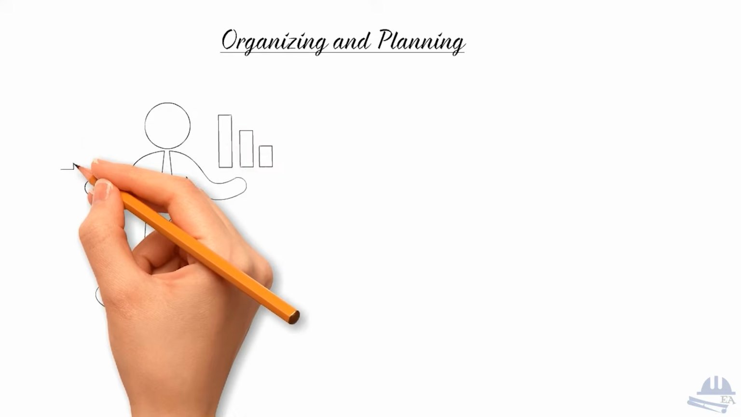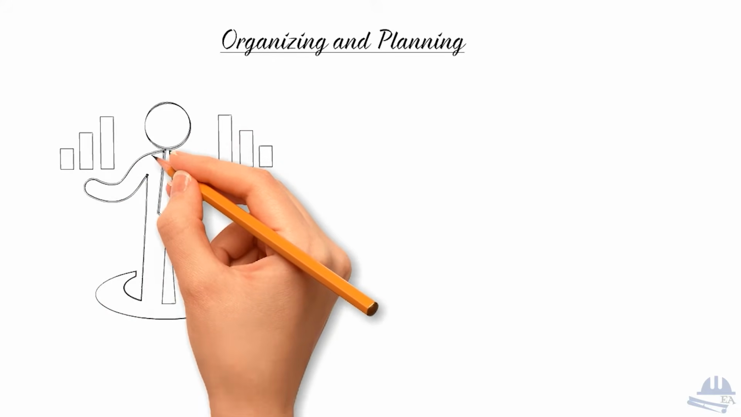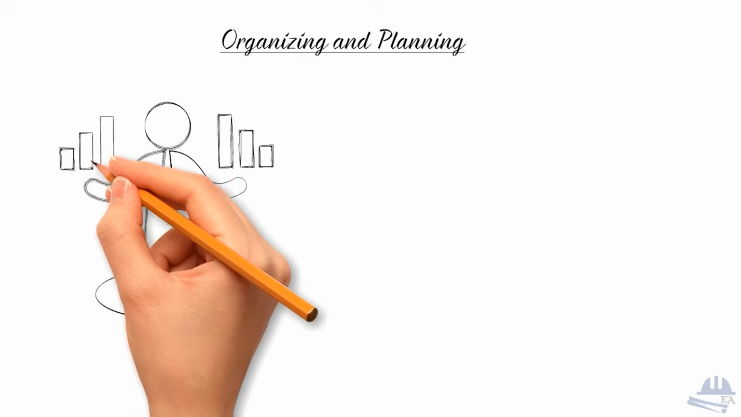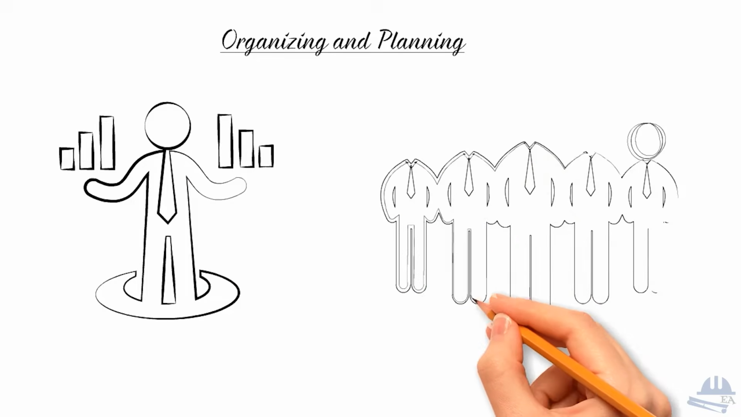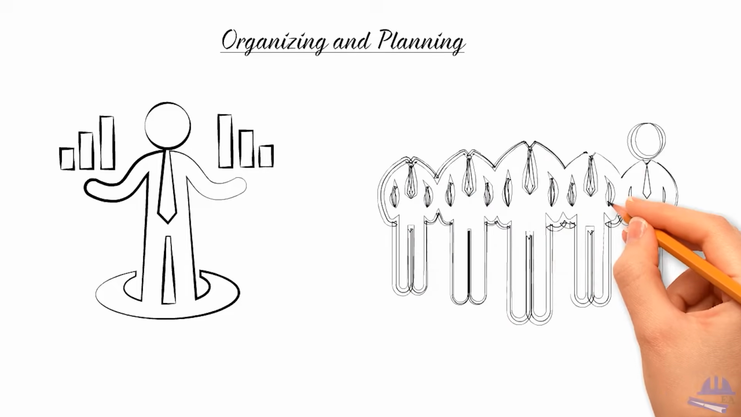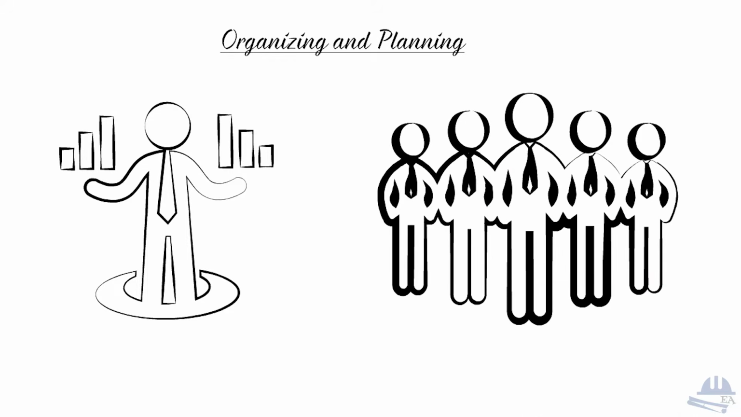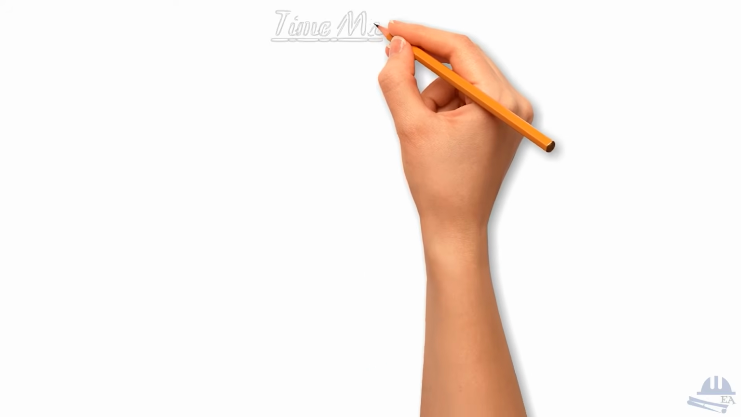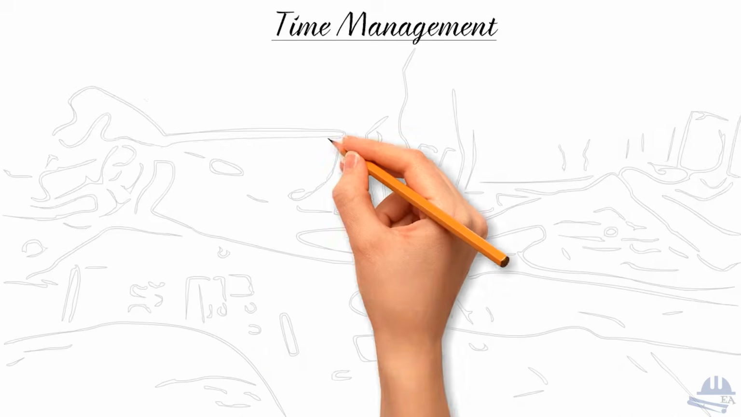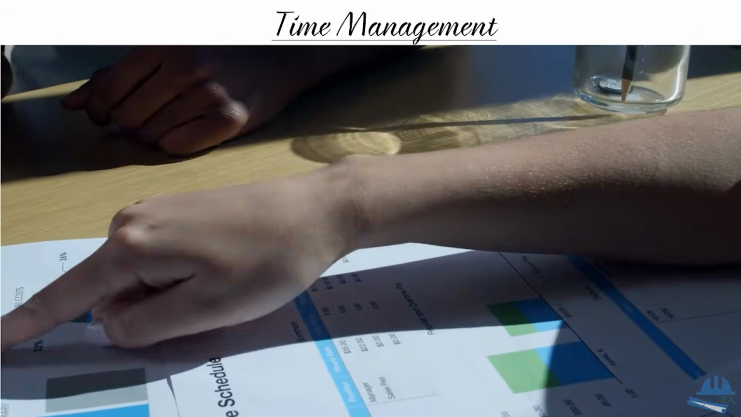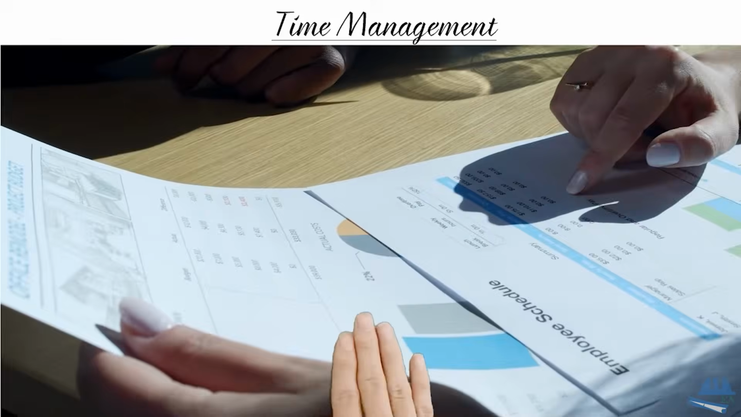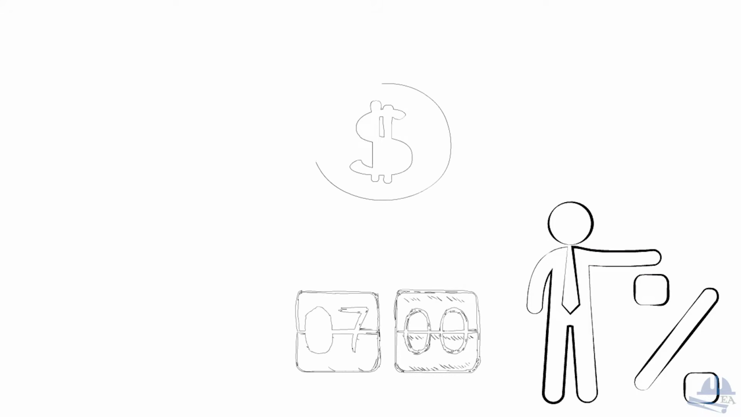Organizing and planning. Project management helps in organizing tasks and resources, setting clear objectives, and outlining the steps needed to achieve them. This ensures that everyone involved, from architects to contractors to laborers, knows their responsibilities and deadlines. Time management. With proper project management, you can create realistic schedules, track progress, and adjust timelines as needed. This helps in meeting construction deadlines and avoiding delays, which can be costly in terms of both time and money.